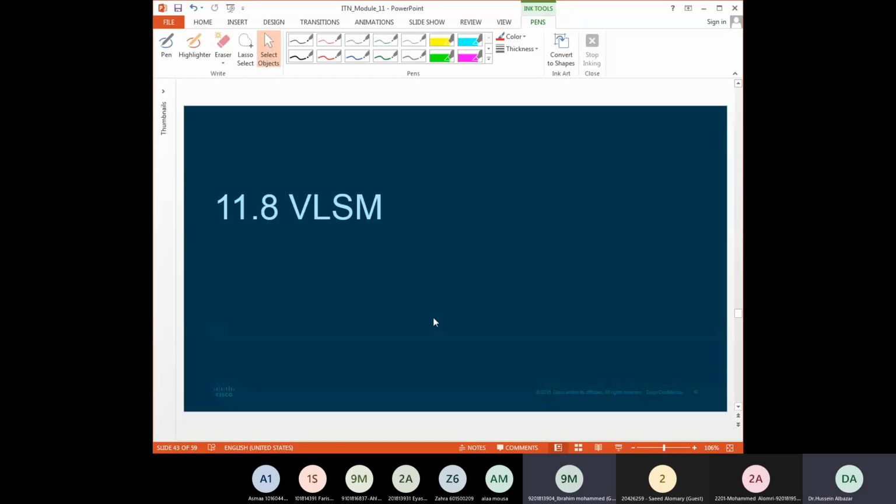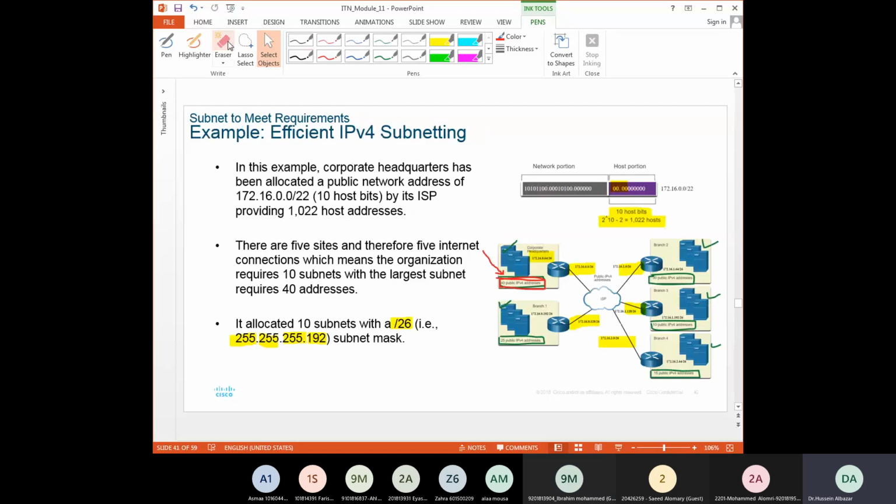إذنك تقدر تعيد كيف نحسب السبنت ماسك؟ الآن السبنت ماسك هذا عندي /26. ال 26 يعني أول أوكتيت 8 ones 255، ثاني أوكتيت 8 ones 255، الثالث 8 ones 255، الرابع 2 ones و6 zeros for the host portion. الآن ال 2 ones هذه عبارة عن 128 زائد 64 اللي هي 192. هذه الزيرو هي الهوست بورشن، معناها كم يوزابل هوست ادرس عندي؟ 2 to the power 6 minus 2 اللي هي 62. طيب ليش minus 2؟ دائما الأول للنتورك والأخير برودكاست ادرس. تمام؟ تمام.